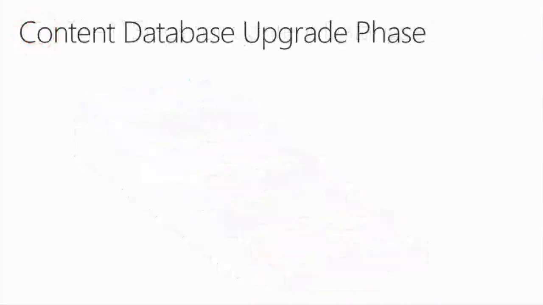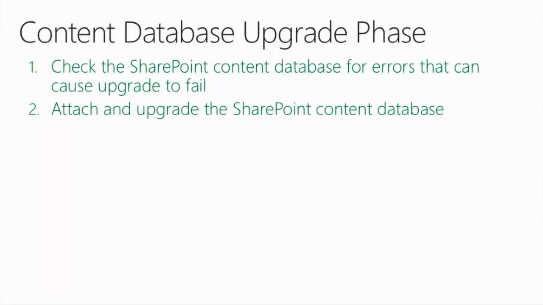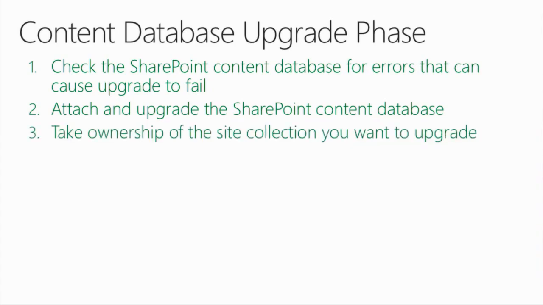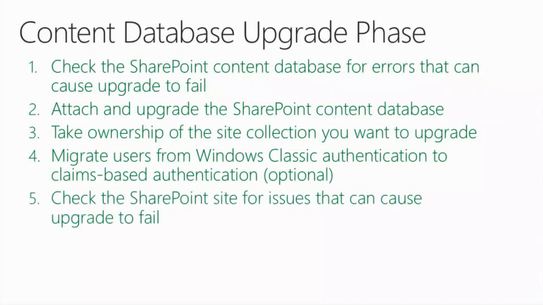This next slide will probably help a little bit, because on it we give you a fuller description. Check your SharePoint content database for errors that can cause your upgrade to fail. You attach the SharePoint content database, and take ownership of the site collection that you want to upgrade. And this is step 4, in a little more detail, where you migrate from Windows Classic authentication to claims-based authentication. But that's an optional step. Not everybody's going to have to do that step. Step 5 is just checking the SharePoint site for issues that can cause your upgrade to fail. And 6 is to upgrade the actual SharePoint site.